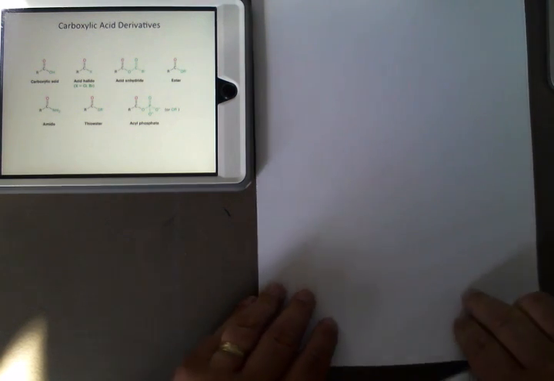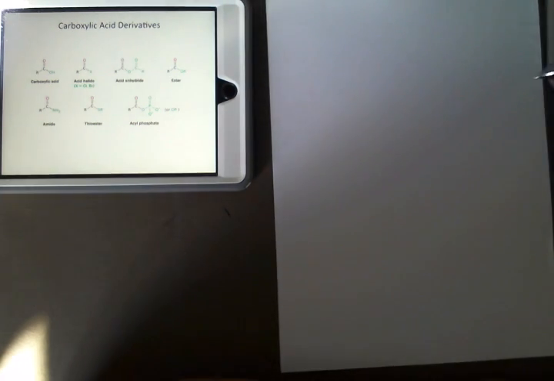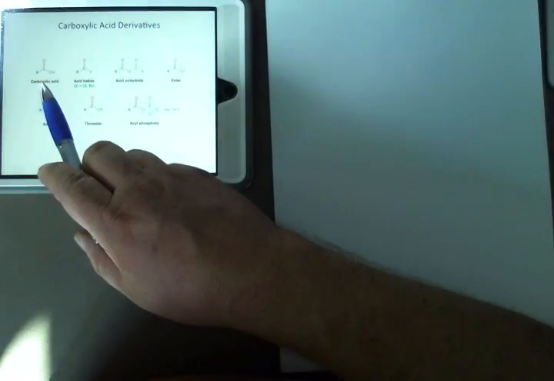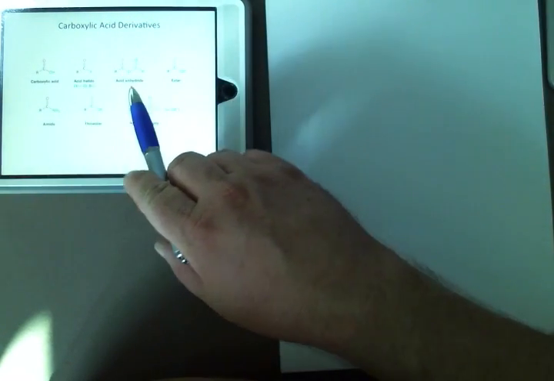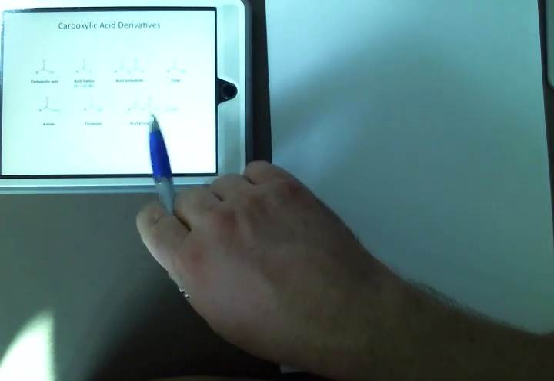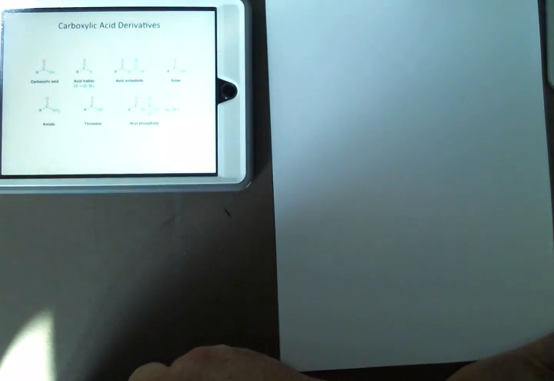Okay, we're going to be moving on to chapter 21. This is the carboxylic acid derivatives. In here we're talking about not only regular carboxylic acids, but also acid halides, anhydrides, esters, amides, thioesters, and acid phosphates. We're not going to be doing a whole lot with acid phosphates, but the other ones we're going to be talking about reactions and how to name them.